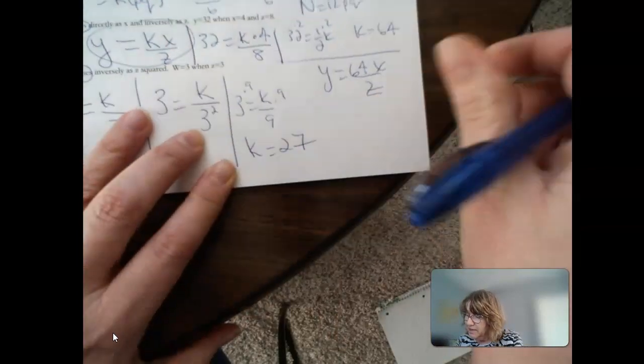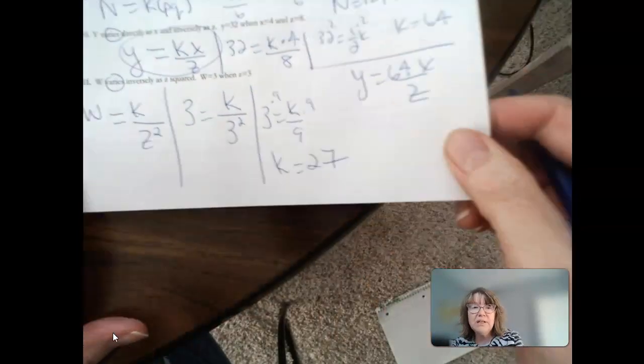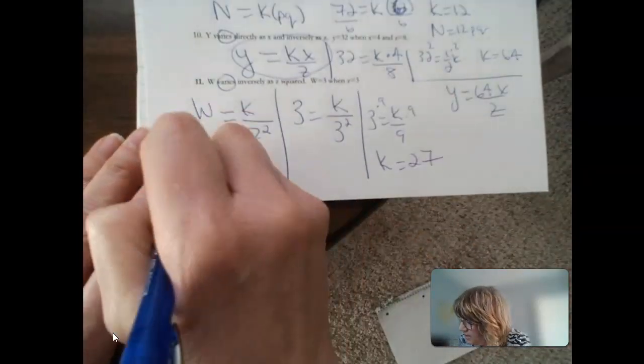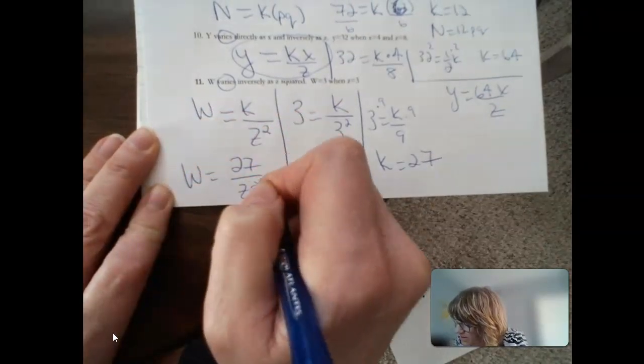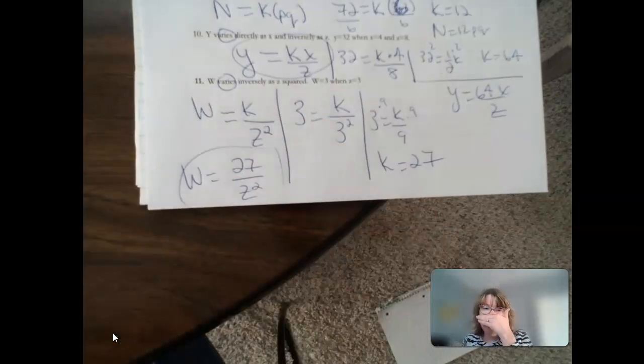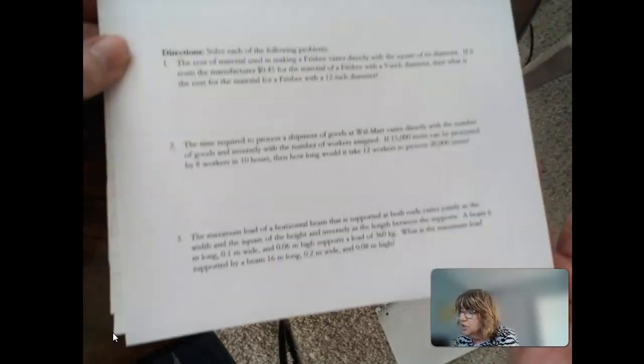And again, to write the general formula, I would go back to the beginning. W equals, what is it? 27 over Z squared. Okay, and then I could solve some problems from there. All right, let's look at the next page.